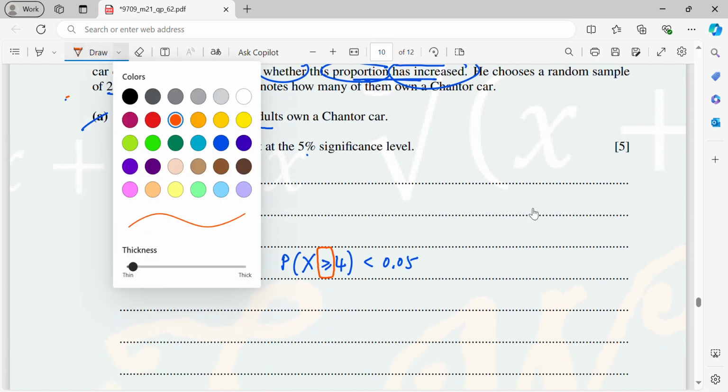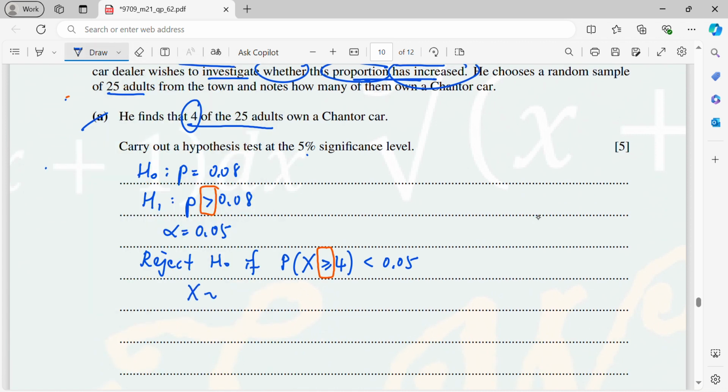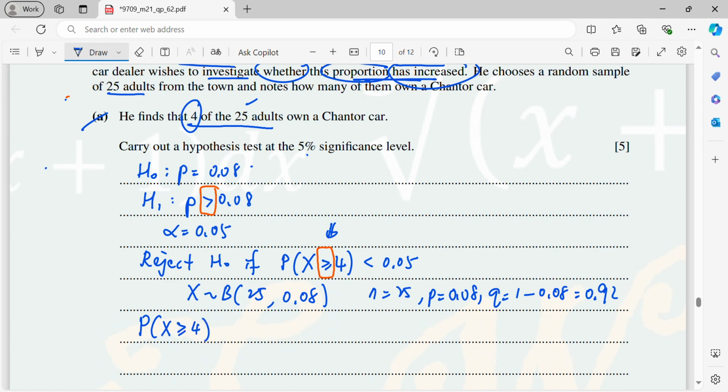Then now here, I know that this is binomially distributed. The n is 25, and then the p is 0.08. Now, the n is 25, p is 0.08. That means the q is 1 minus 0.08. That is going to be 0.92. Okay, so now we need to calculate this probability, P(X at least 4). So when at least 4, now your n is up to 25. That means supposedly you calculate from 4 until 25. But then now from 4 to 25, it involves a lot of calculations.